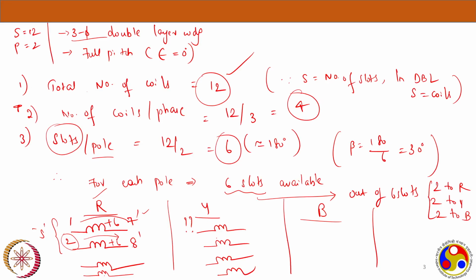That's right. Because beta, each slot is taking 30 degree, and you know that R and Y are displaced by 120 degree. So the number of slots will be 120 by 30, that's 4. So each slot will take 30 degree. So Y will come after 120 degree, which transforms into four slots. So I'll just do it for R and Y and B.